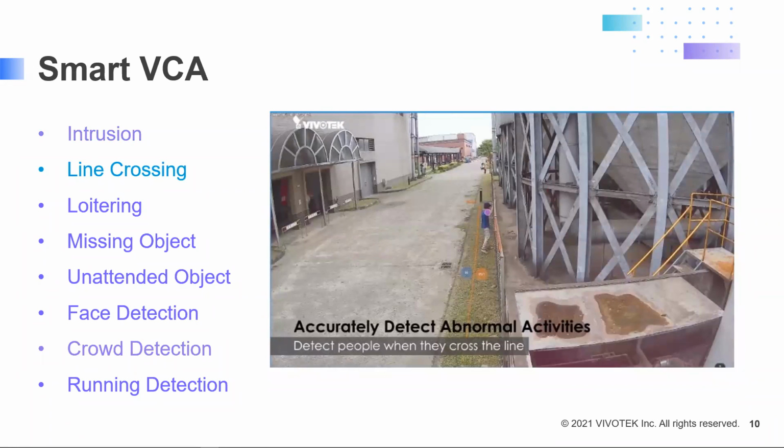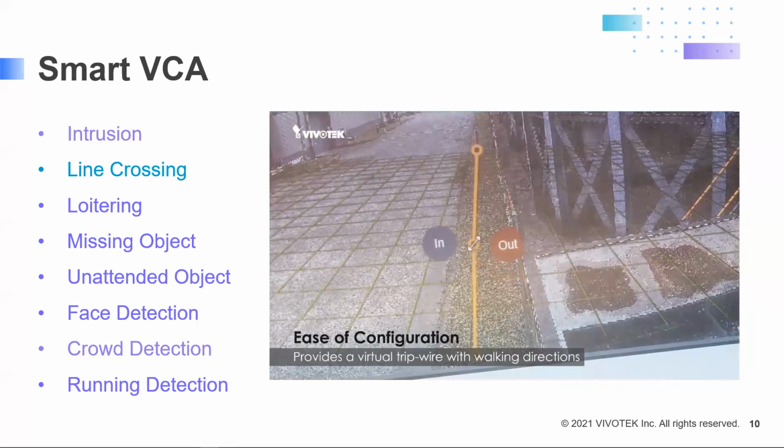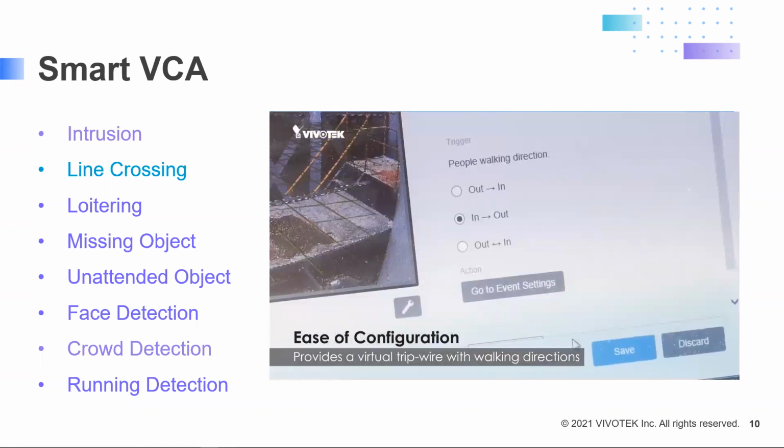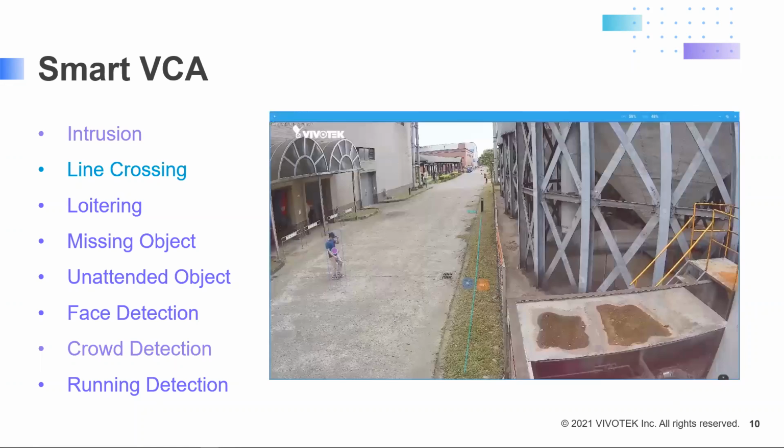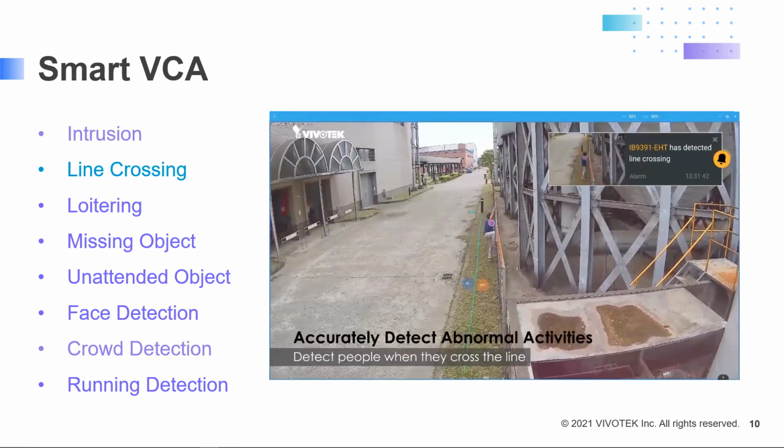Next is line crossing. This is being able to detect whenever a person or a group of people cross a virtual tripwire. Some applicable scenarios for this are detecting someone entering a driveway, a doorway, an entrance, or exit through a virtual line. Okay, here's a video demonstrating this and alerting you with VAS 2.